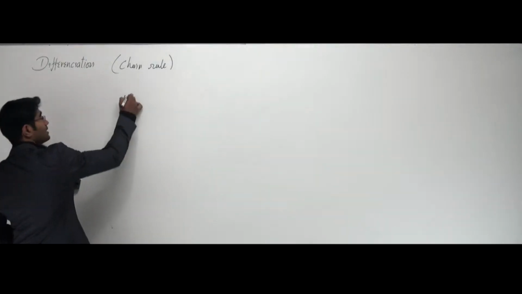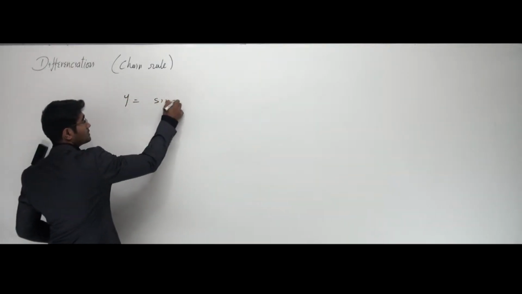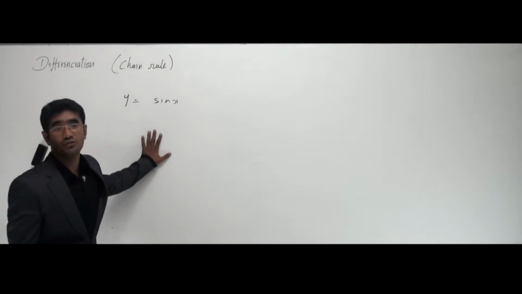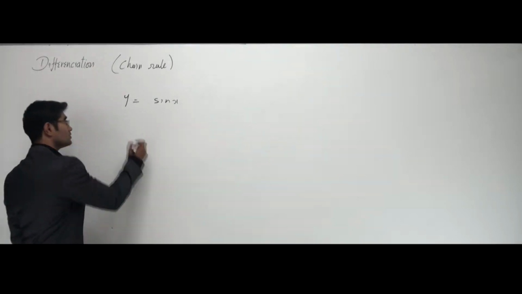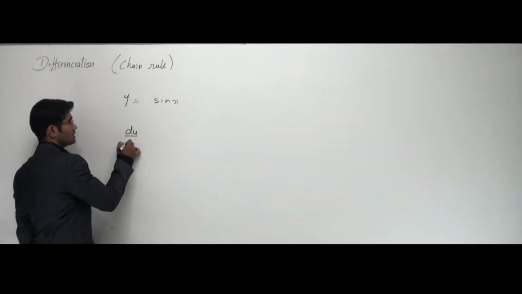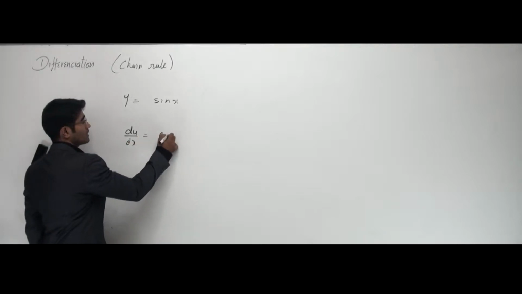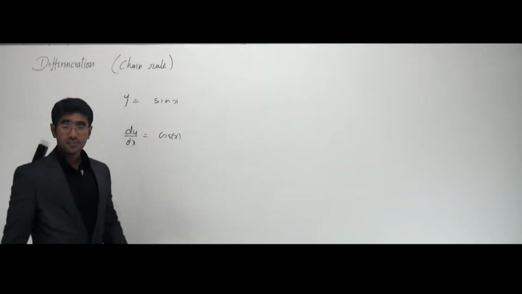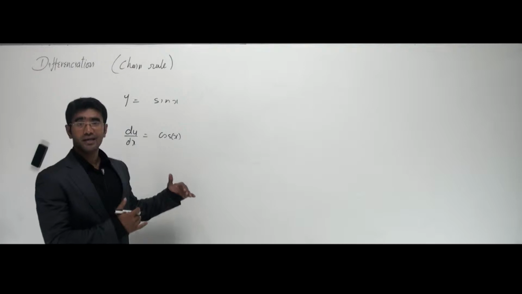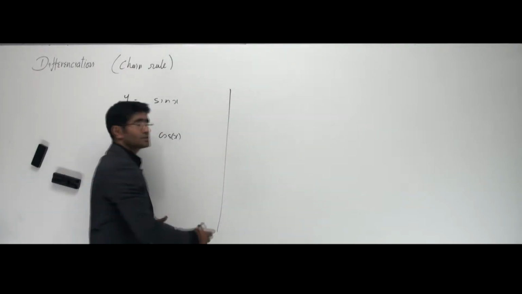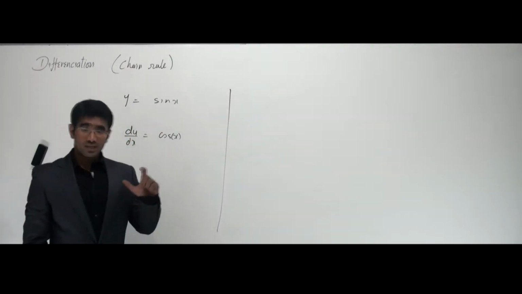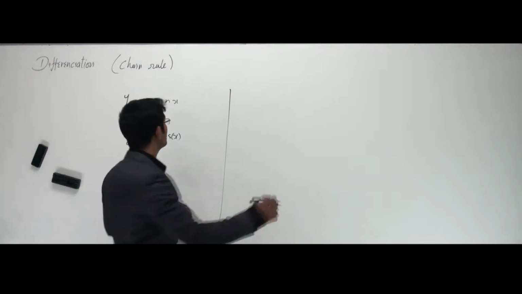Now, I have y is equal to sine x, one of the simple trigonometric functions to differentiate, right? When I differentiate, dy by dx would be cos of x, right? Now, I would rewrite this whole trigonometric function in a little different fashion, which can help us to understand chain rule. All right, go ahead.